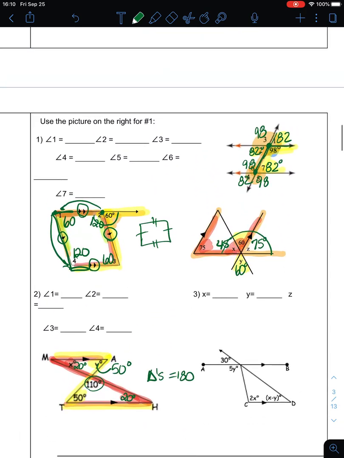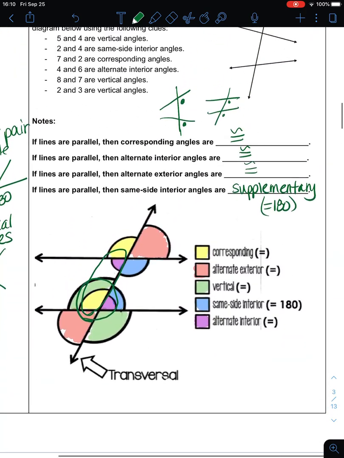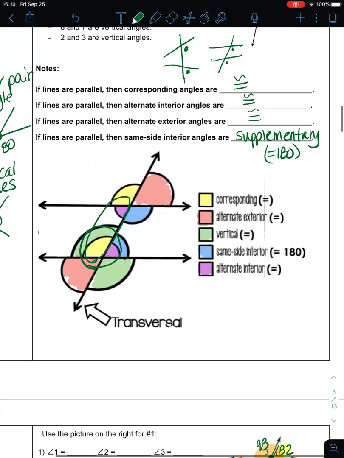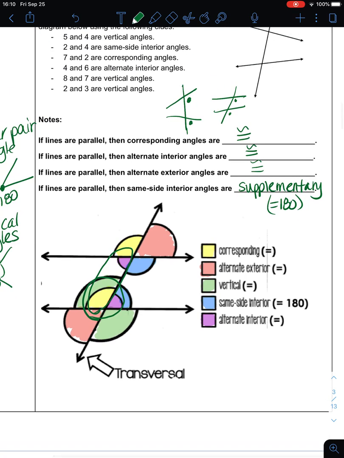So we want to use the qualities of the lines being parallel to find the different angles. Remember, they can be corresponding without being congruent. These angles here are corresponding, but they're not congruent. But as soon as we make the lines parallel, these things happen. The corresponding, alternate interior, and alternate exterior angles become congruent.